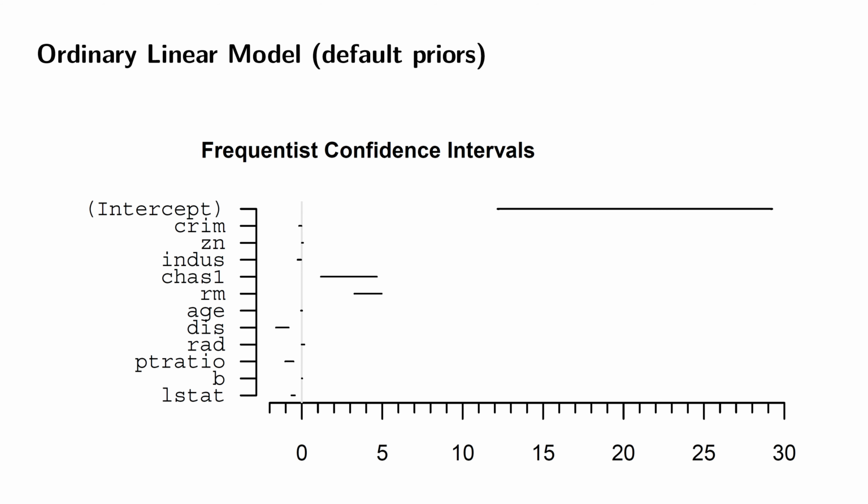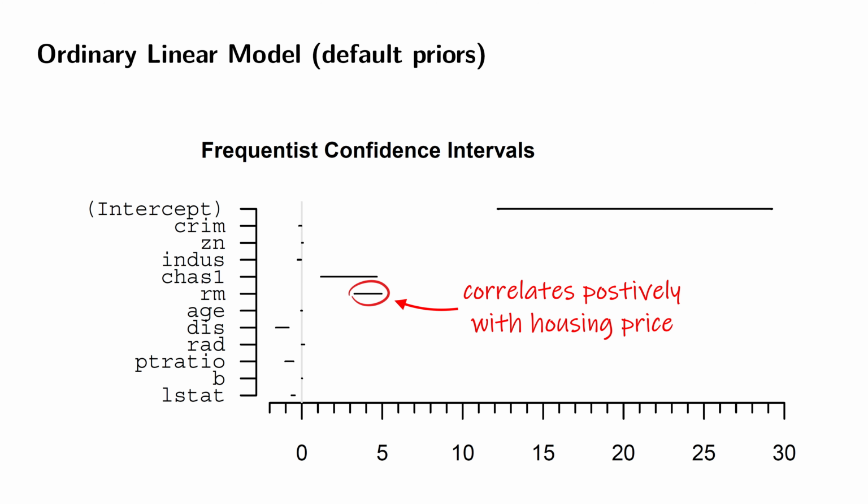In the first example, I used ordinary linear regression to see how different demographic variables affect median housing price in Boston. Shown on the y-axis are the different contributing factors, like crime rate and the average number of rooms per dwelling, and on the x-axis we see the values for the corresponding confidence intervals. At the top we have the intercept, and below that we see, for example, that apparently crime rates don't have much of an effect, whereas unsurprisingly, the number of rooms correlates quite strongly with housing prices.